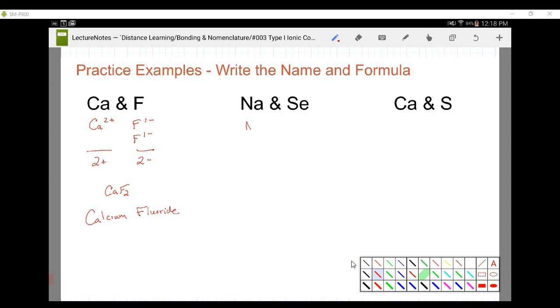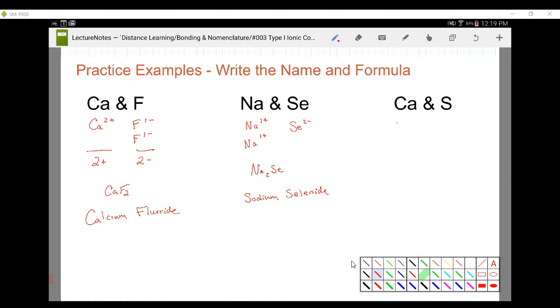Example number 2, we have sodium with a positive 1 charge, selenium as a negative 2 charge. To make these equivalent, I would need to have a total of positive 2 to match the negative 2. I get that by doing 2 sodiums. So my formula is Na2Se. The name for this, cation, is unchanged, so sodium. And the second one, selenium, is going to have to end in IDE. That becomes selenide.